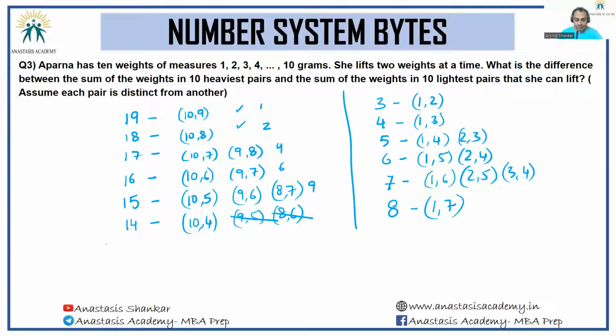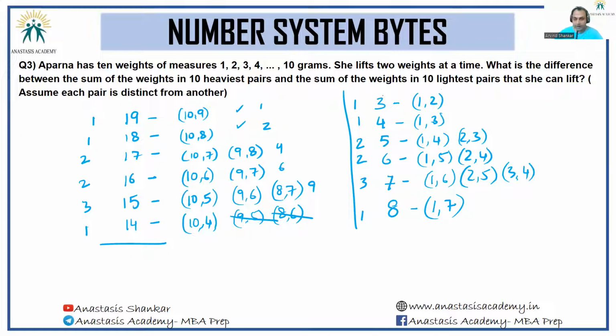I need the difference between the counts here and the counts here. Here the count is 1, here the count is 1. As in the 18 summation you get it once, 17 you get 2 times, 16 you get 2 times, 15 you get 3 times, 14 you get 1 time. Similarly, the count here is 1, 1, 2, 2, 3 and 1.